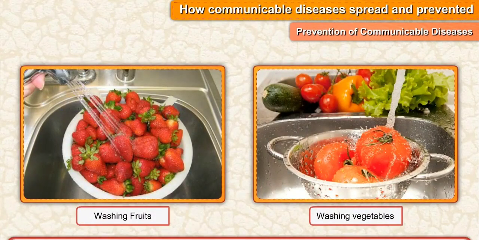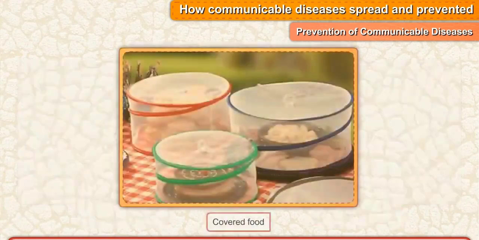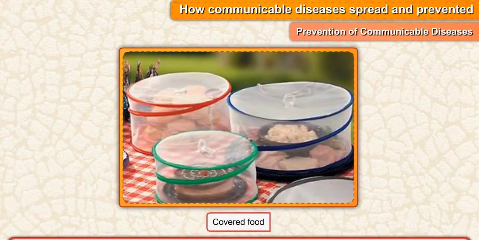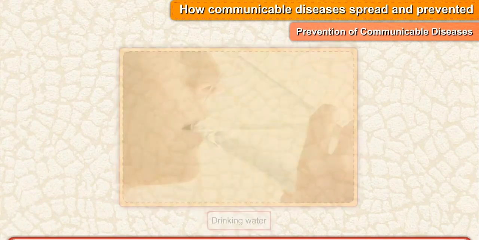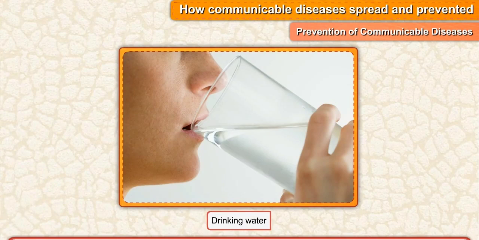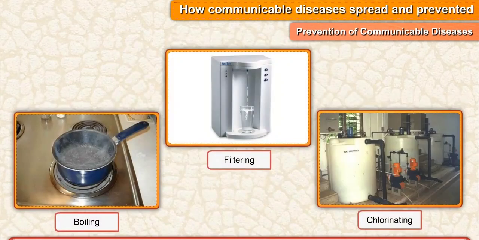Wash fruits and vegetables well before cooking or eating them. Food must be kept covered to prevent flies sitting on it. Do not allow heaps of garbage to collect near your home. Dustbins should be kept covered. Drink clean water. Water can be made clean and germ-free by boiling, filtering, and chlorinating.